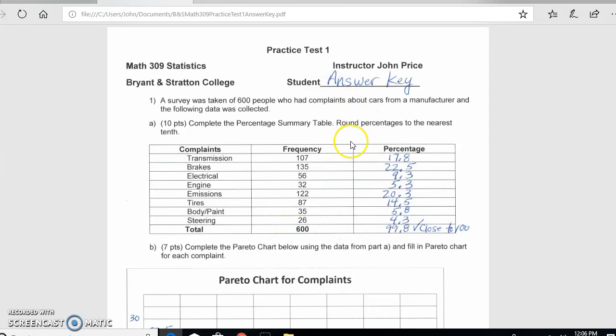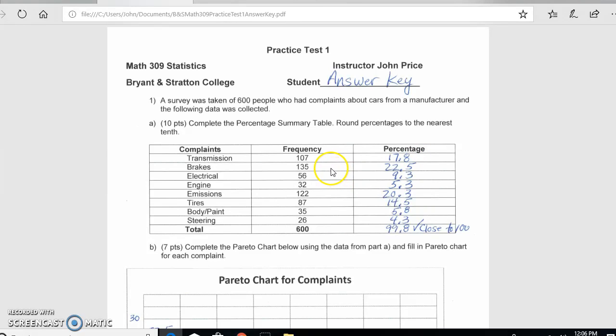And we have to convert the frequencies into the percentages here in the third column. So what we're going to do is take each number of people who complained, the frequency, and divide that by the total of 600 and multiply by 100, which will give us the percent. So for the transmission complaints, we had 107 people who made that complaint. We take 107, divide it by the 600, and multiply that by 100. When we round that to the tenths place, we're going to have 17.8%.